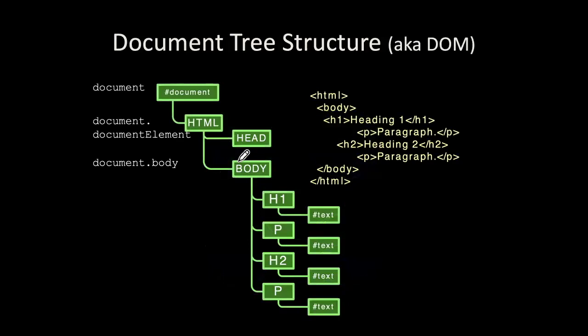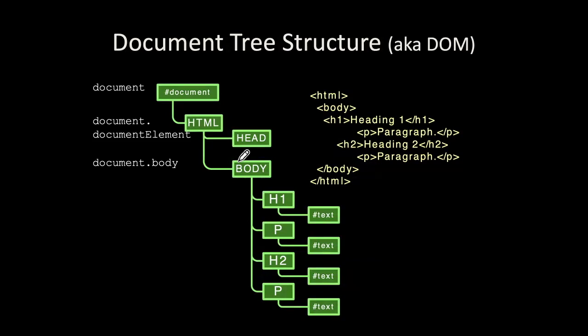Now, back when Douglas Crockford made this presentation, DOM was not the label that we put on the network of JavaScript nodes or JavaScript objects. Back then, it was called the document tree structure, but it's essentially the same thing. And so what I'm showing you here is a very simple illustration.